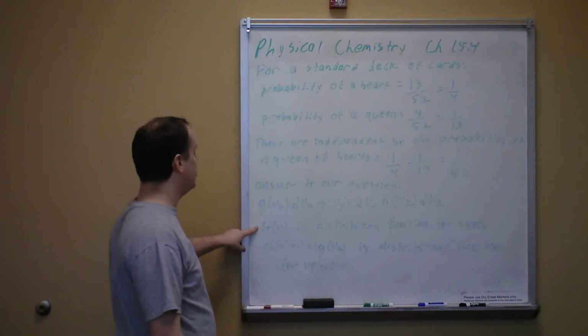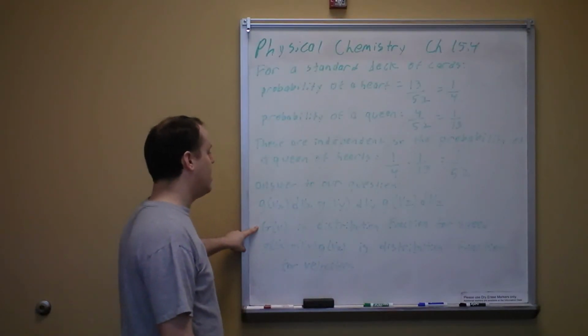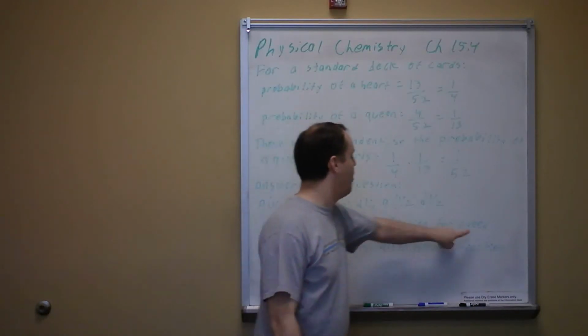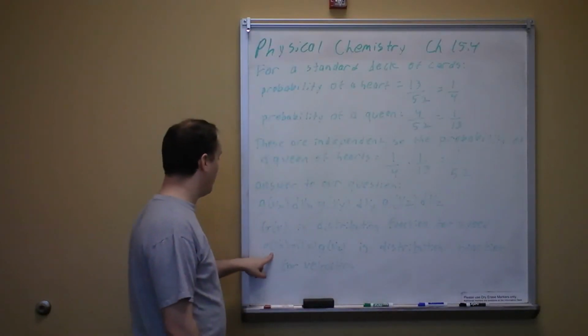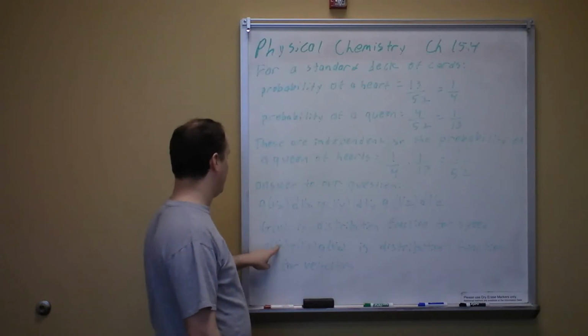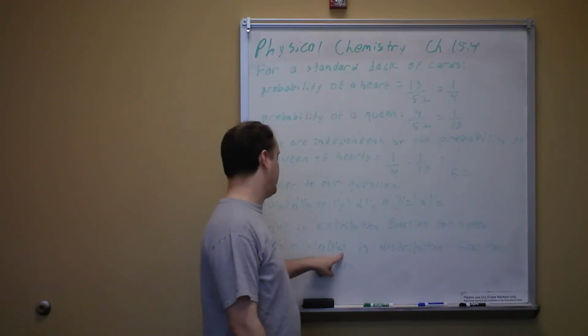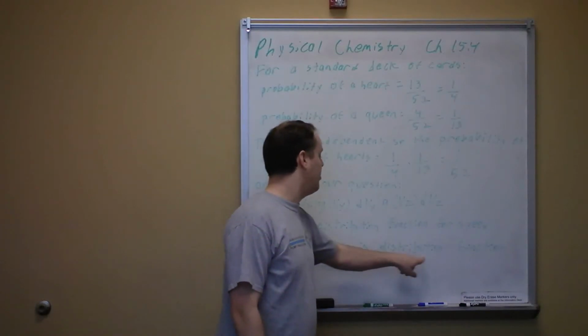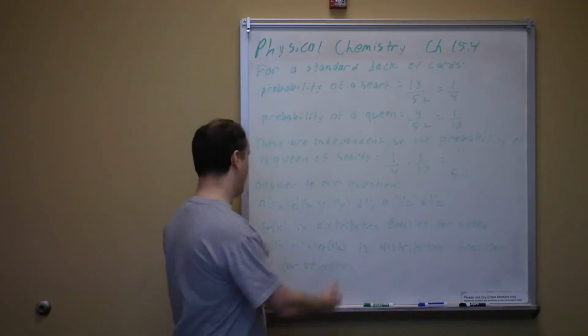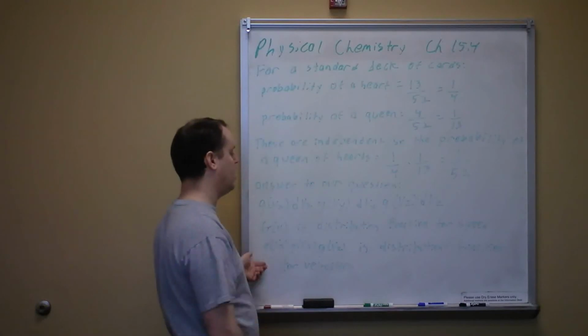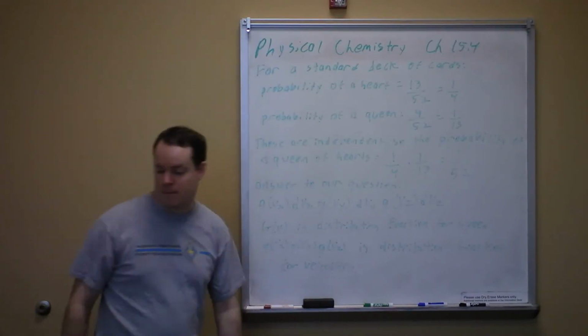So remember that capital G of v that we're trying to find, that's our distribution function for speed. But these lowercase g of x component of velocity, g of y component of velocity, lowercase g of z component of velocity, these are distribution functions for velocities. Multiplied together, it's the distribution function for velocity.